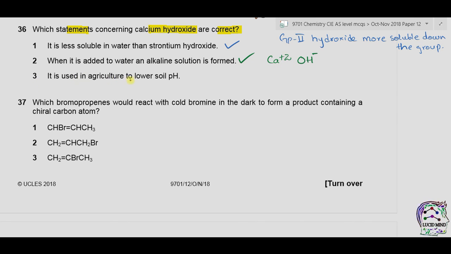Part 3. It is used in agriculture to lower soil pH. Now it is used in agriculture to increase the pH of soil. It cannot lower the pH of soil because it is alkaline in nature. Option 1 and 2 both are correct. The answer is B.